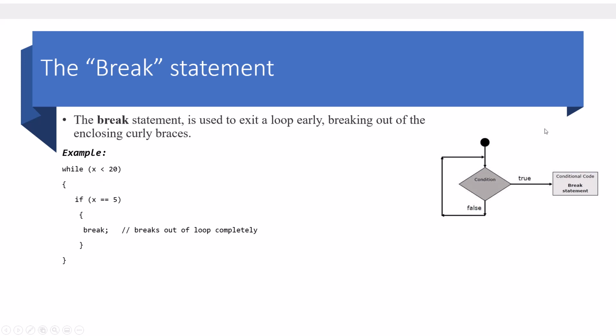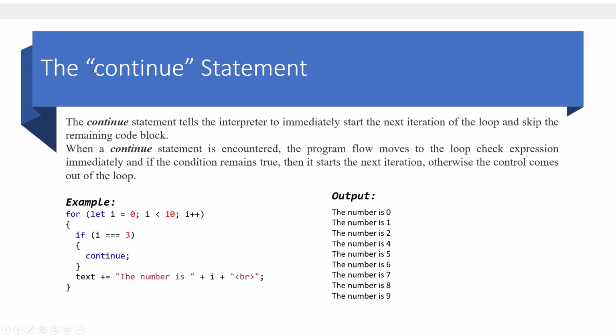Here a pictorial representation is also given. We will check the condition. If it is true, the condition block, which is the break statement, will get executed. Otherwise it will check for the next iteration of that loop. So this is about the break statement.